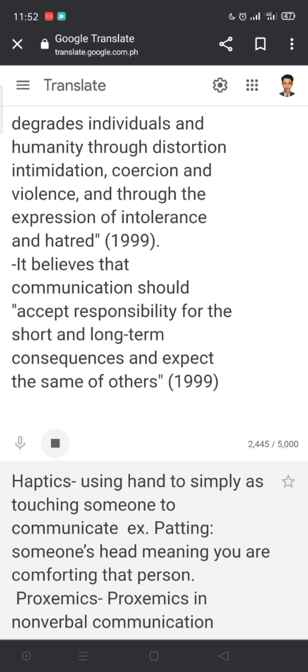Olfactics involves the use of smell in communication, as smell can evoke emotions, reactions or memories. An example could be an acquaintance's house with a floral scent, creating a positive atmosphere and influencing the inside of the property. Oculesics: using eye movement to communicate. Example: a fierce gaze, meaning a person is mad at you, looking at you with a fearsome look.